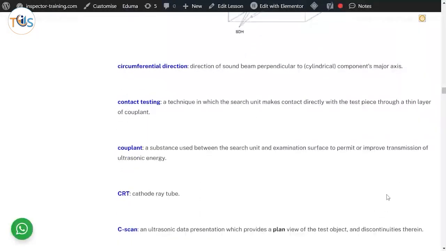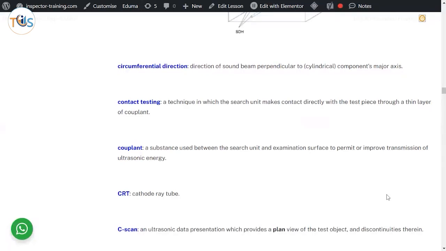The circumferential direction, as I said, is perpendicular to the component's major axis as against the axial direction. So on cylindrical components, circumferential direction is perpendicular to the component's major axis.